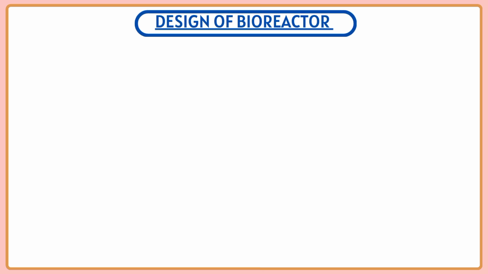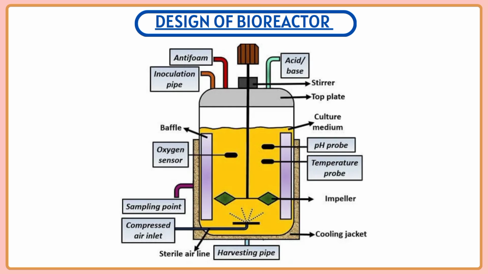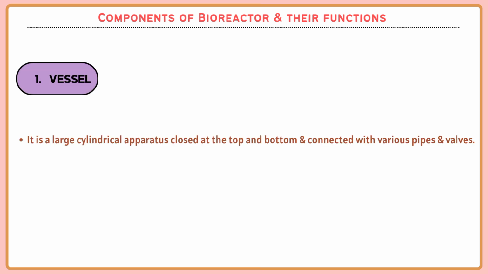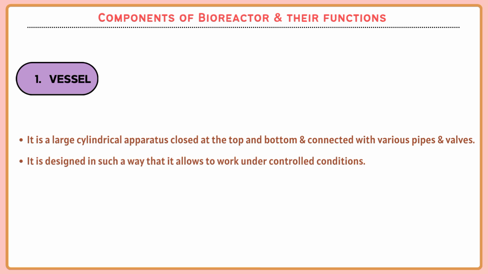Now we will discuss the design of a bioreactor, how a bioreactor is designed and what parts are used in bioreactor designing. So let's discuss all the components of a bioreactor and their functions in detail. First, the vessel. It is a large cylindrical apparatus closed at the top and bottom and connected with various pipes and valves. Vessels are designed in such a way that they allow work under controlled conditions.